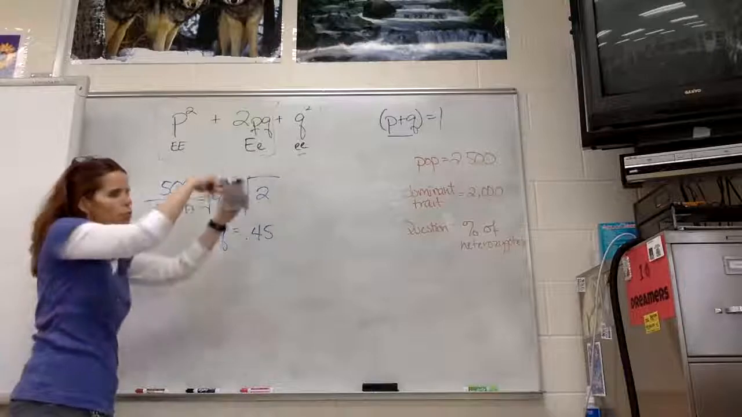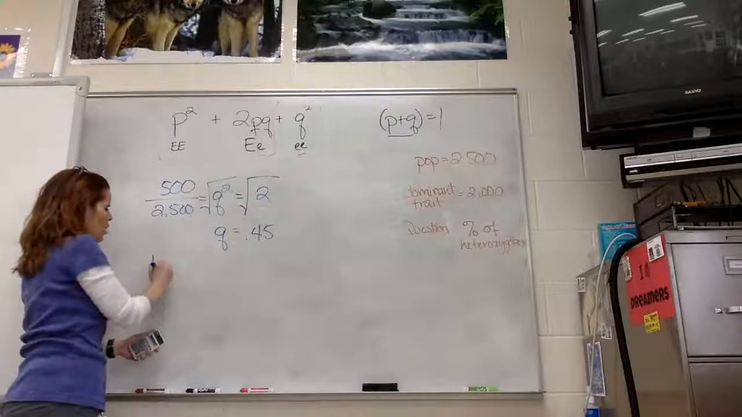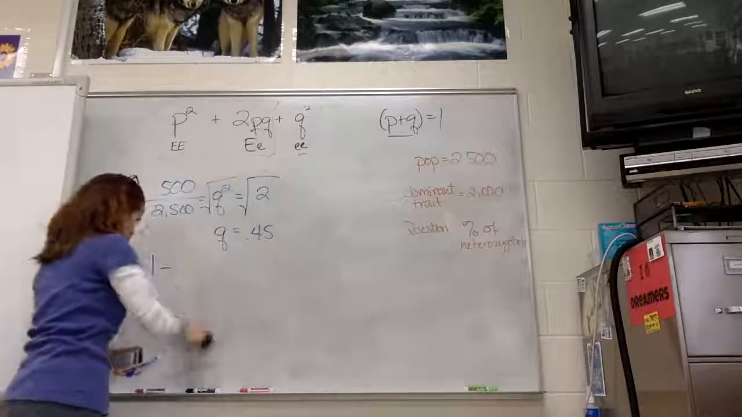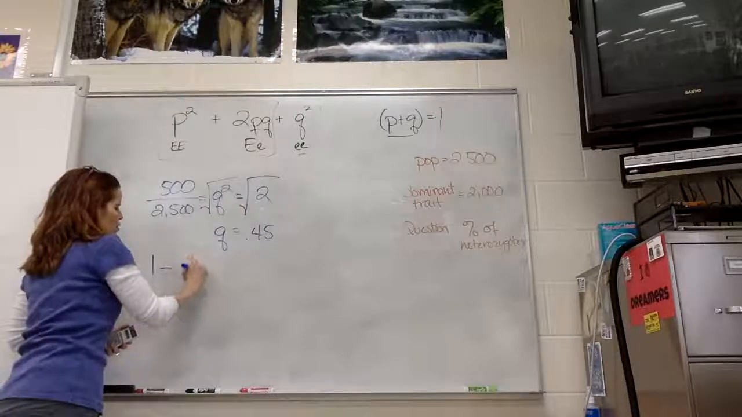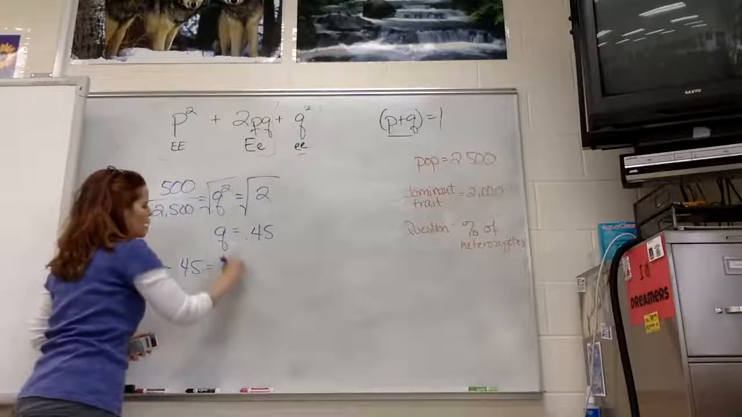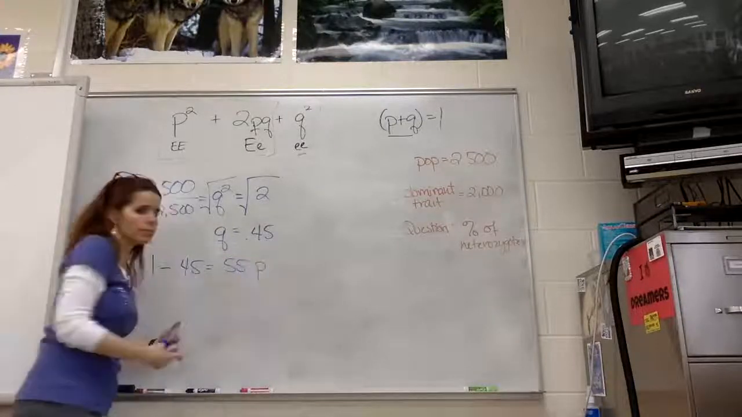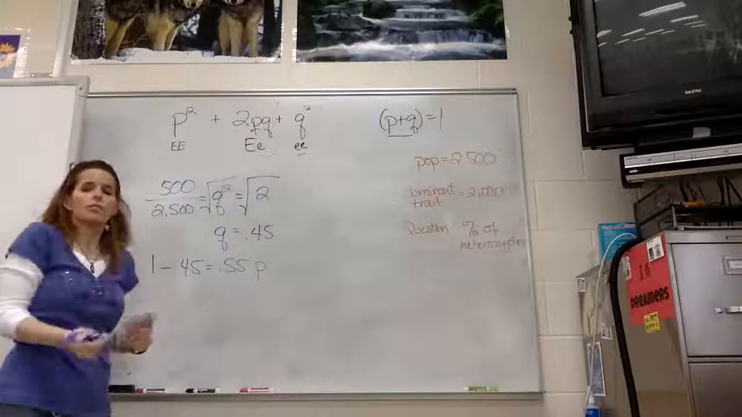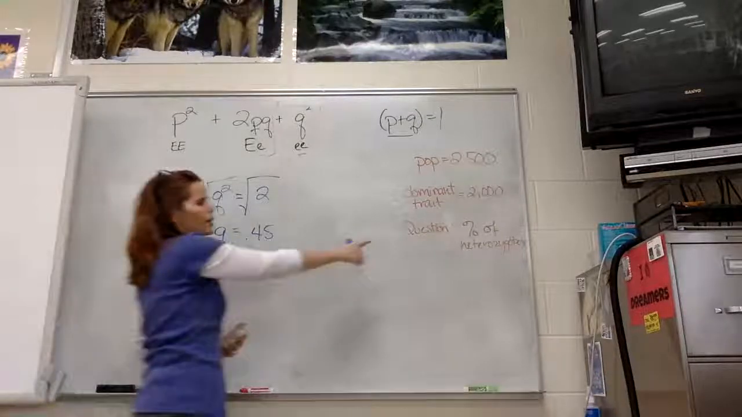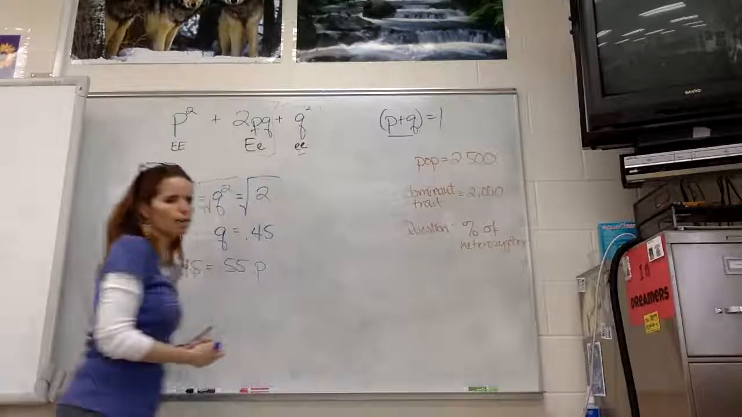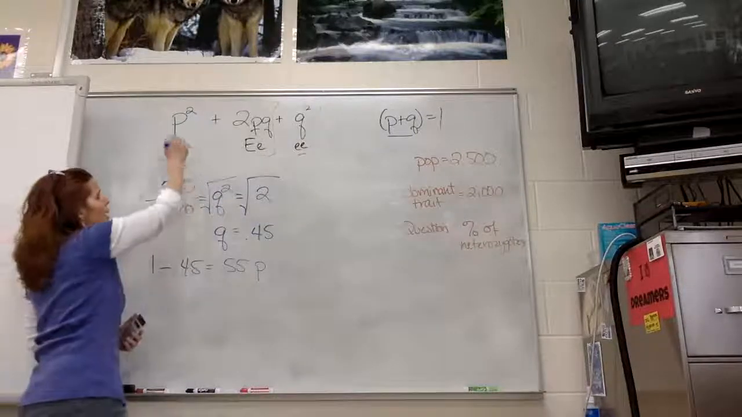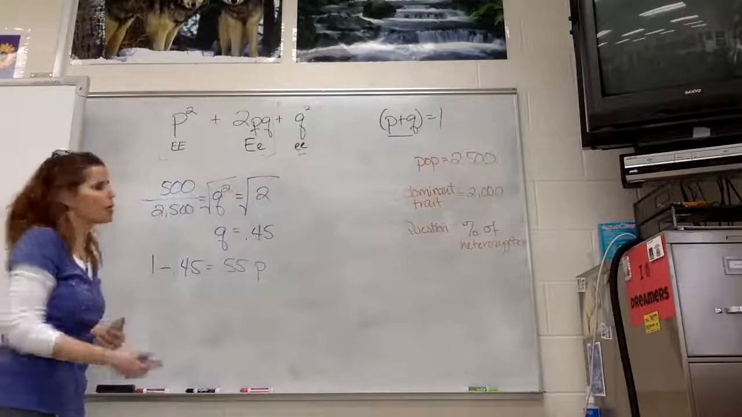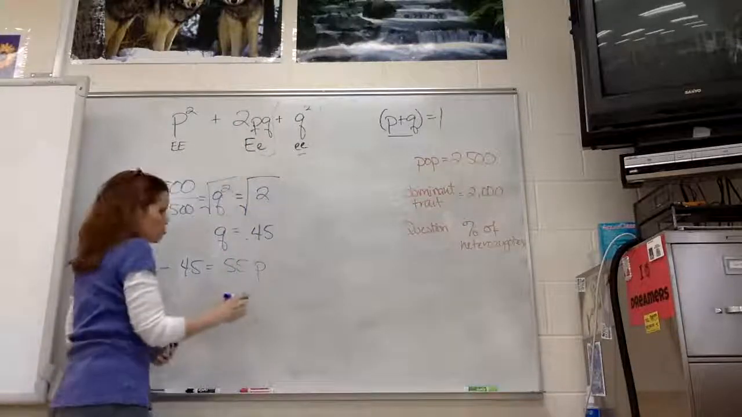Now remember this equation over here, if you put p and q together, it will equal 1. So if I rearrange that equation, I can say 1 minus 0.45 gives us 0.55, and that must be p. If you're not convinced, 0.55 plus 0.45 equal 1. So we've got our p and q. Now all it asked for was the percent of heterozygotes. So now we have all of our variables. We've got p and q. We just plug them into that part of the equation. In this case, we plug it into 2pq.